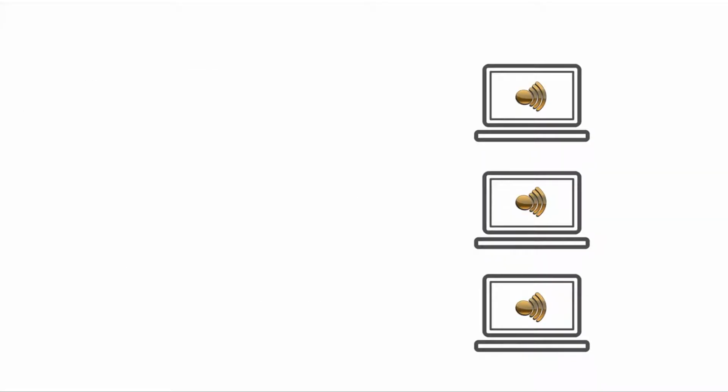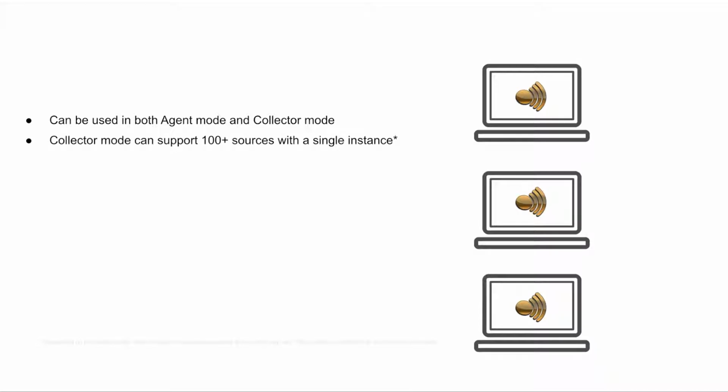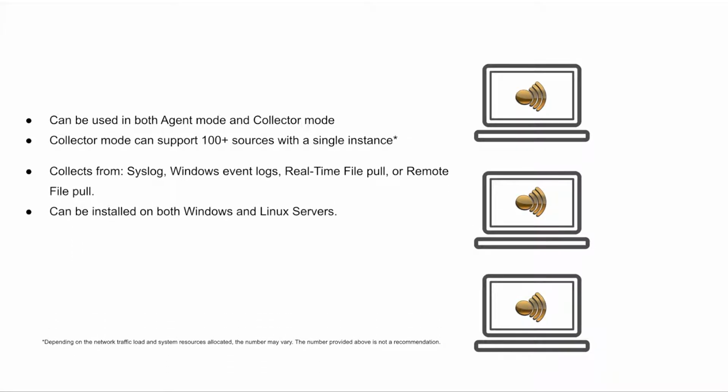UCs can be used both in collector mode and agent mode. Collector mode supports up to 100 plus sources with a single instance. UCs can majorly collect four types of data: syslog, Windows event logs, real-time file pulls, and remote file pulls. We will be exploring how to configure the UC to collect and send Windows event logs from both local server and remote server in this tutorial.